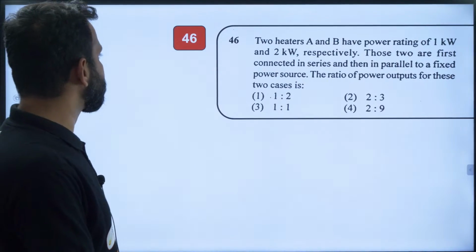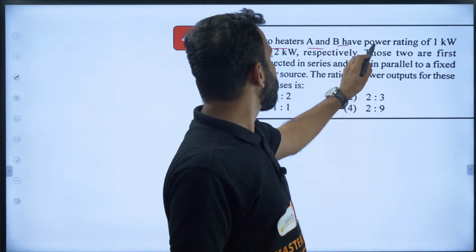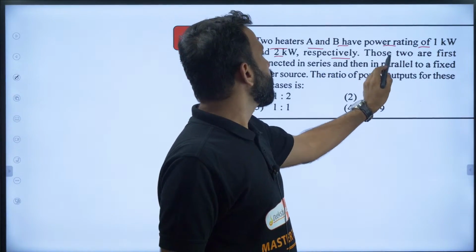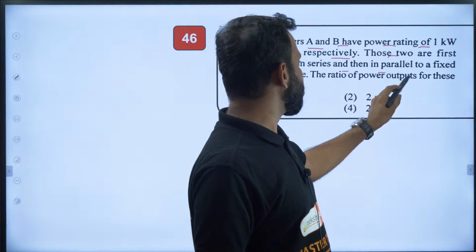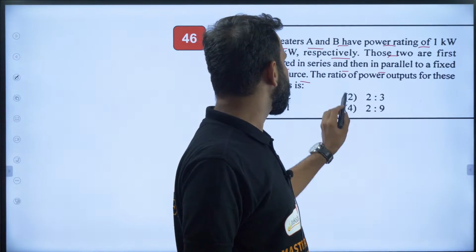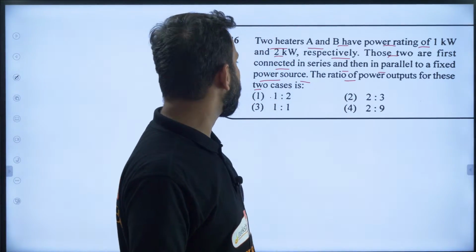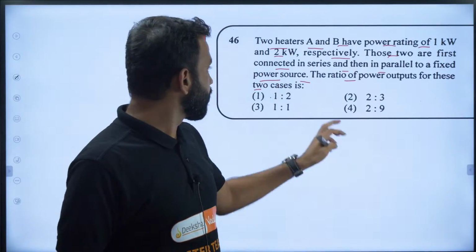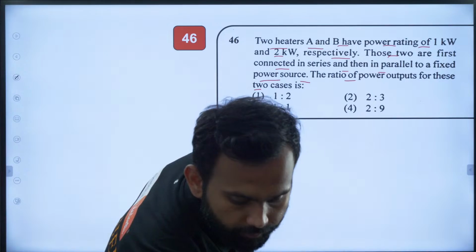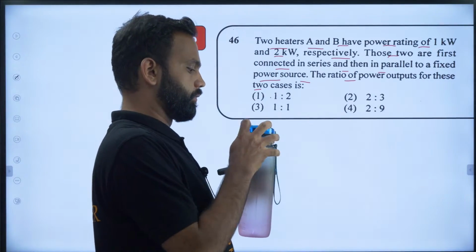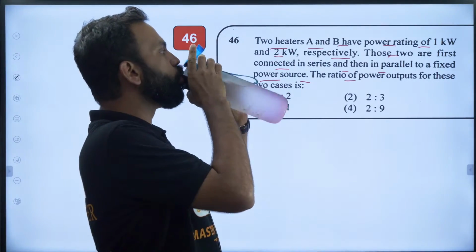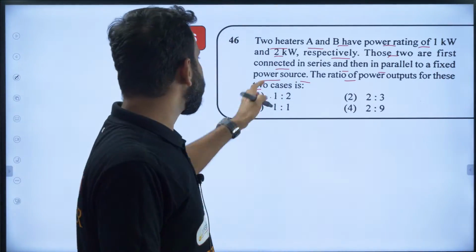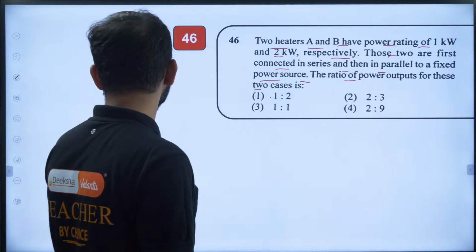And next, 46. Two heaters A and B have power rating of 1 kilowatt and 2 kilowatt respectively. Those two are first connected in series and then in parallel to a fixed power source. Find the ratio of power outputs for these two cases. Simple, right? Here these two are connected in series. So what is the output power?